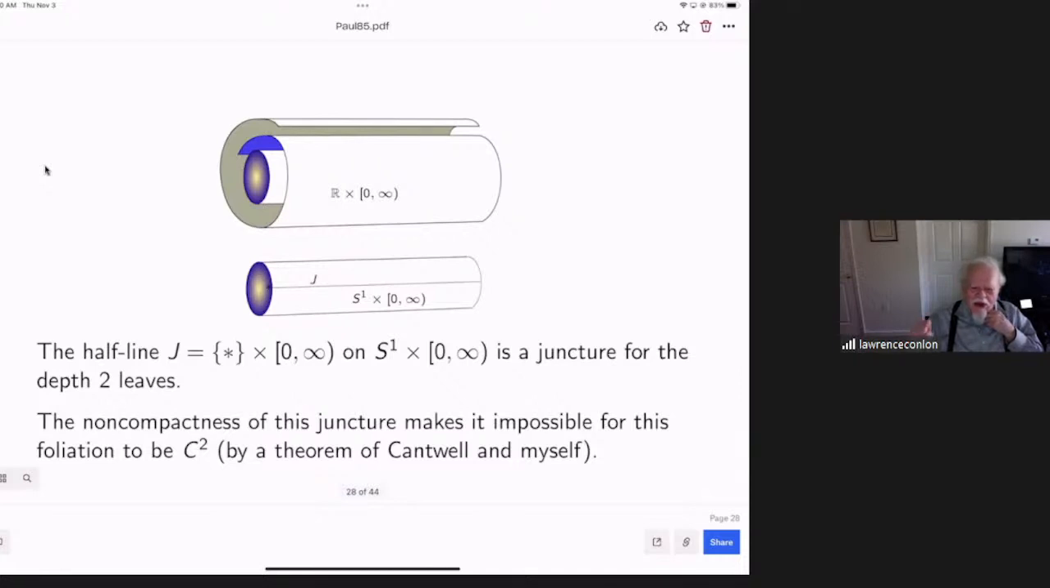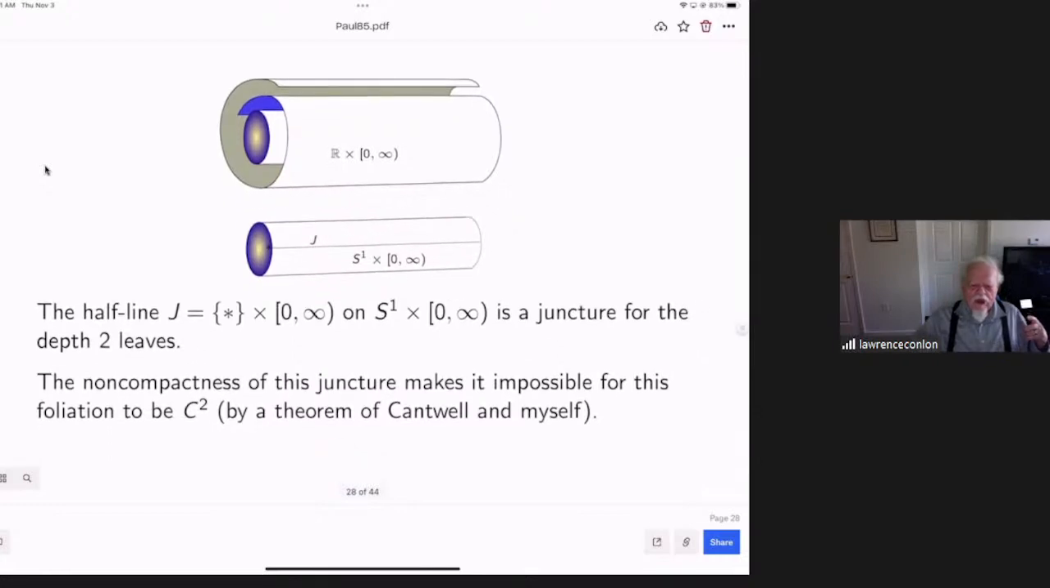Okay, now the non-compactness of the juncture J makes it impossible for this foliation of the staircase to be C2. That's by a theorem of Cantwell and myself. We showed that if all leaves of a foliation are at finite depth, then it is C2 smoothable if and only if all junctures are compact. And here we have a non-compact chunk. And actually, C2 smoothable in this case turns out to be C infinity smoothable also.